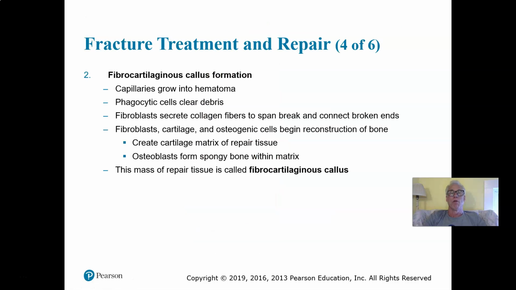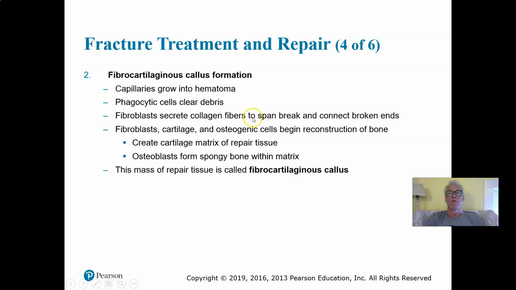Once that hematoma forms, immediately phagocytic cells like macrophages come in and start clearing up debris. Macrophages will gobble up dead cells, denatured proteins like collagens and so forth, and blood clots, all kinds of debris that's there, and start cleaning the place up. There's going to be hypoxia in this area of the body, and cells in the region will release growth factors causing angiogenesis. Blood vessels are going to start growing into this area and will replace the blood supply that was lost when all those vessels got torn during the trauma.